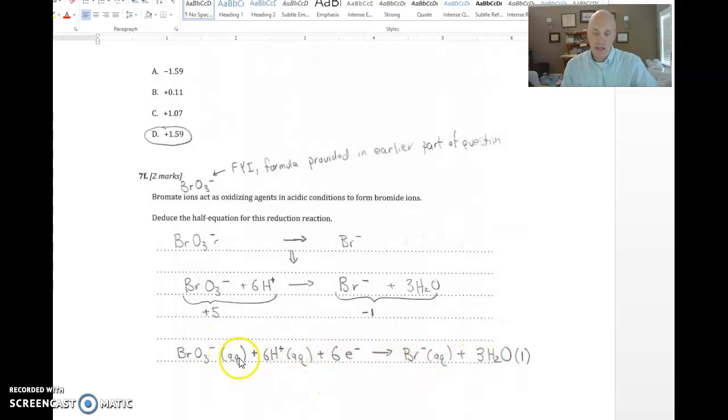balanced equation. And again, make sure that you're giving the states of matter. Whether if it's dissolved in solution, you say aqueous. If it's a pure liquid, you would just say L. If it's a gas, you'd say G.